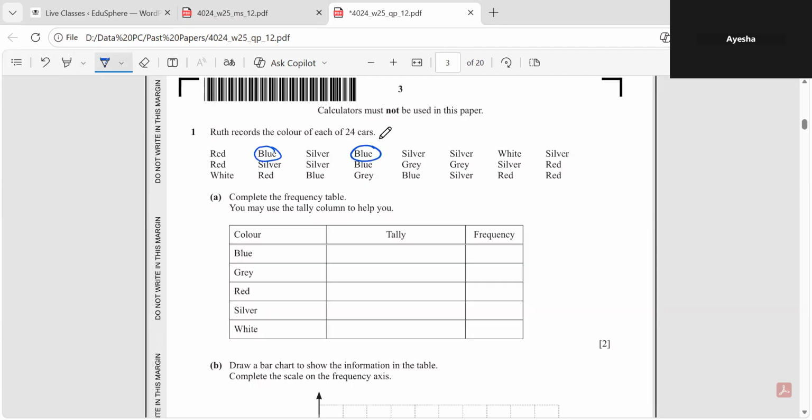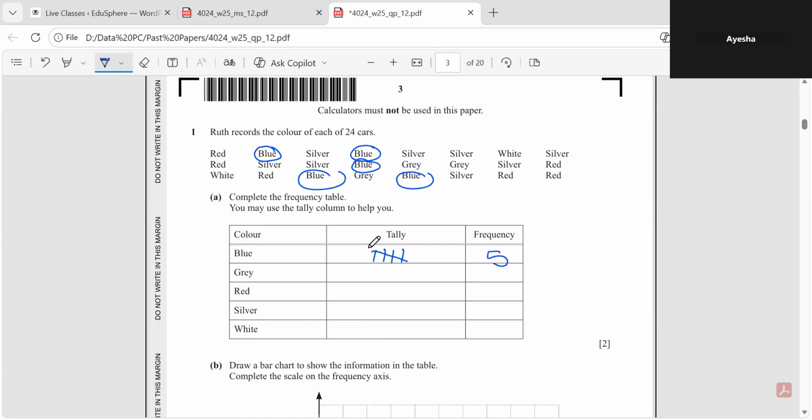1, 2, and then this is the third blue, the fourth blue, and the fifth blue. So there are a total of 5 blues. So the frequency is 5. And you can even mention the tally: 1, 2, 3, 4, 5.